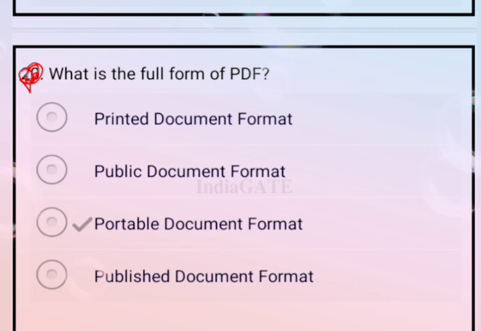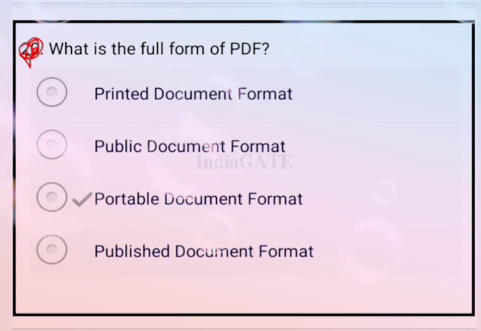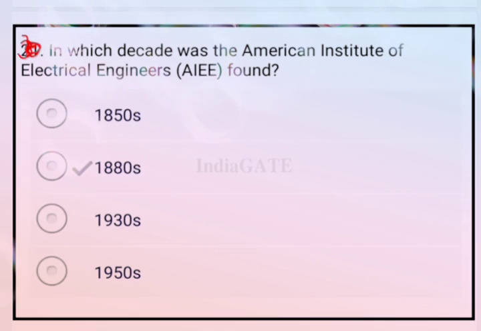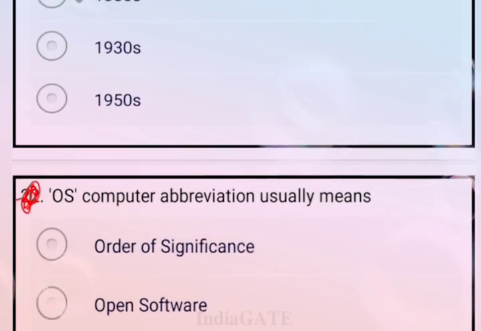Next question is, what is the full form of PDF? So the full form of PDF is portable document format. So option C is your correct answer. Now come to the next question. In which decade was the American Institute of Electrical Engineers, AIEE, founded? That is in the 1880s. So option B is your correct answer.